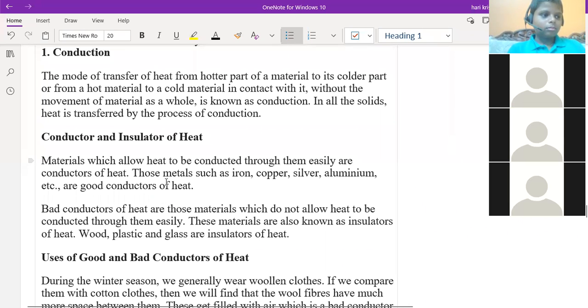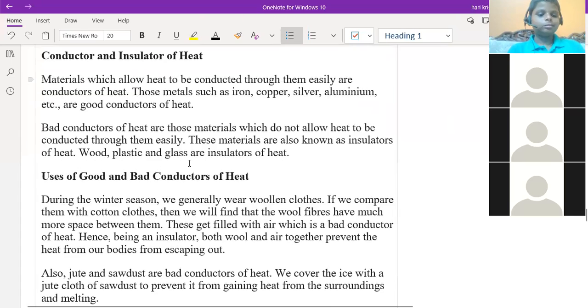Any doubts? No, sir. Bad conductors are the insulators. Materials which do not allow heat to flow through them are called insulators. For example, wood, plastic, and glass are insulators of heat.